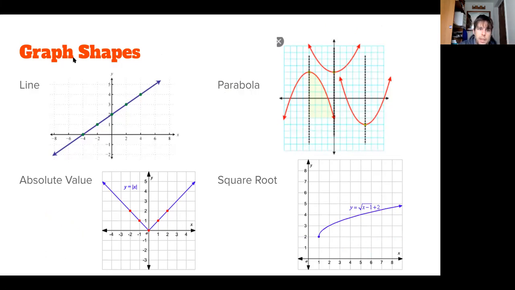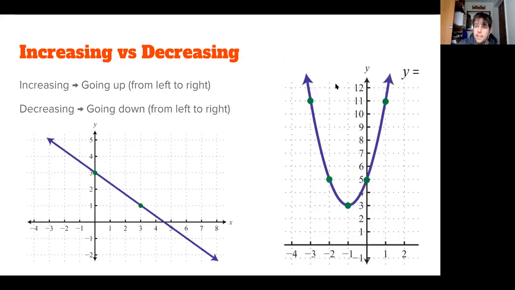All right, so we need to be able to look at a graph and decide if it's one of these four things here and give it that name if it does apply. The next thing to talk about is increasing versus decreasing. Some graphs may do both. And we want to talk about how we want to discuss that as well. So increasing is going up as we follow the graph from left to right. Decreasing is going down as we follow the graph from left to right.